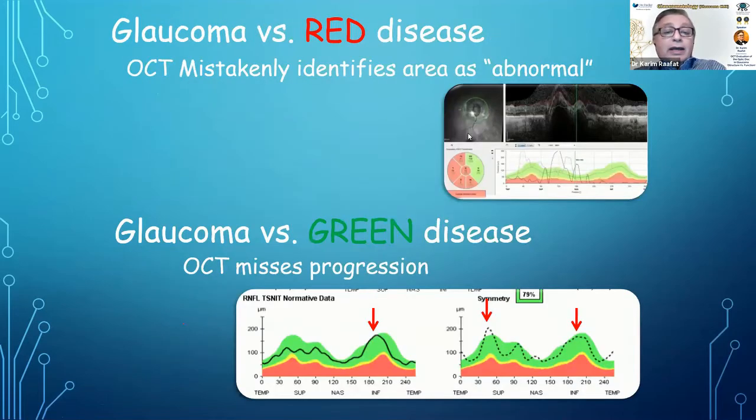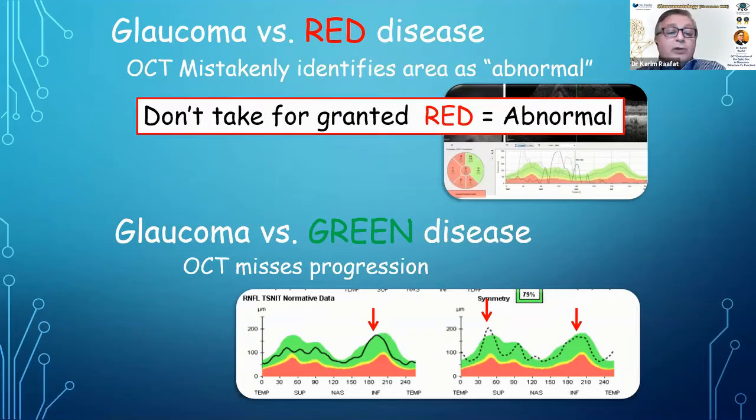Again, when we see red sectors here in the OCT, look first at this area. Don't take any red for granted as abnormal. Look first for a misinterpretation causing this red appearance. And remember what we call the green disease. The green disease is when the patient has a higher than normal value, near the highest range of this area. We can miss progression because this patient is progressing and getting nerve fiber layer loss, but is still in the green zone because we started very high in the green zone. This is a green disease.